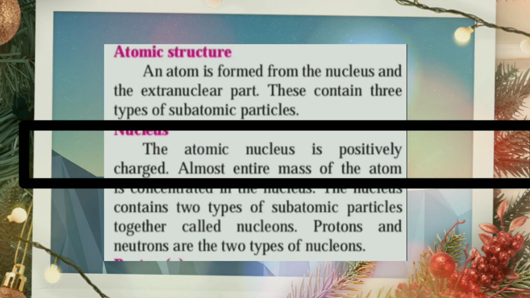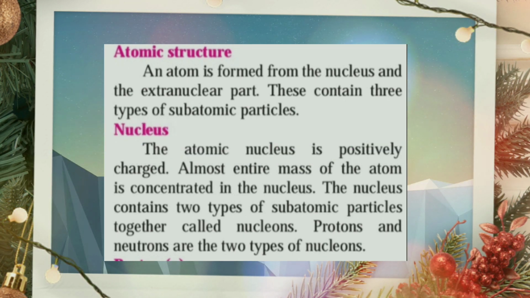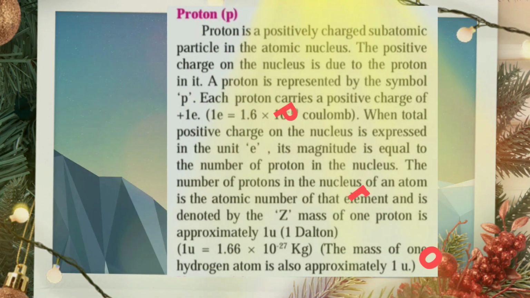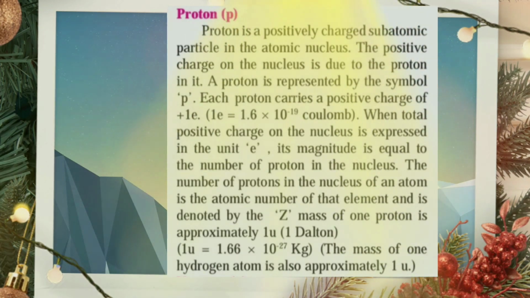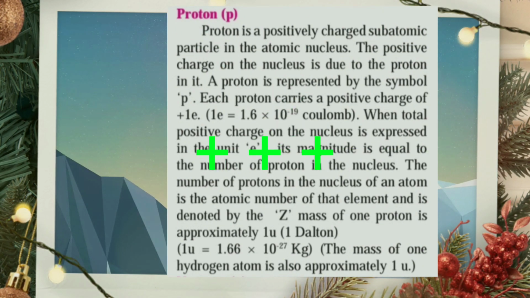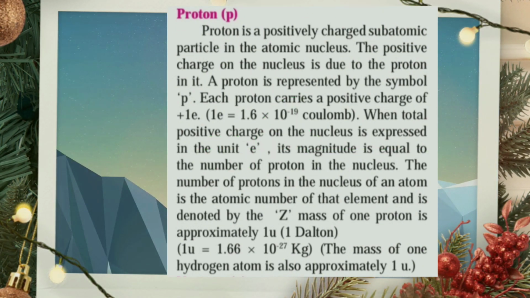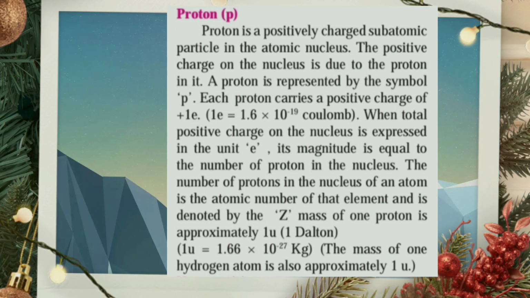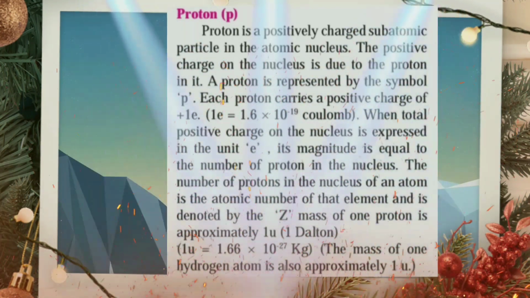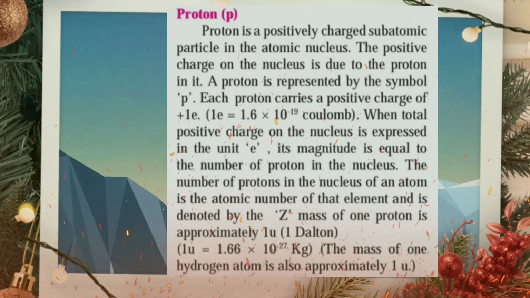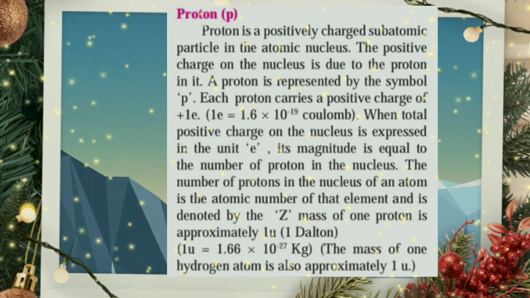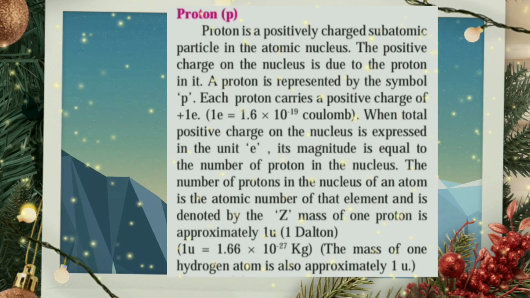Let us move towards the second, that is protons. Proton is a positively charged subatomic particle in the atomic nucleus. The positive charge on the nucleus is due to the protons in it. A proton is represented by the symbol P. Each proton carries a positive charge of plus 1 e. 1 e is equal to 1.6 into 10 raised to minus 19 coulomb. When the total positive charge on the nucleus is expressed in the unit e, its magnitude is equal to the number of protons in the nucleus.